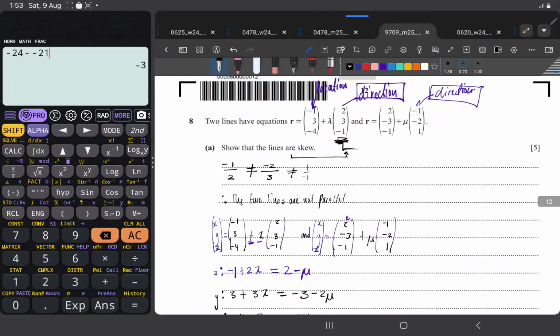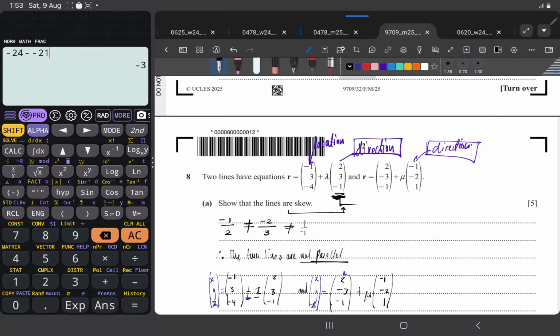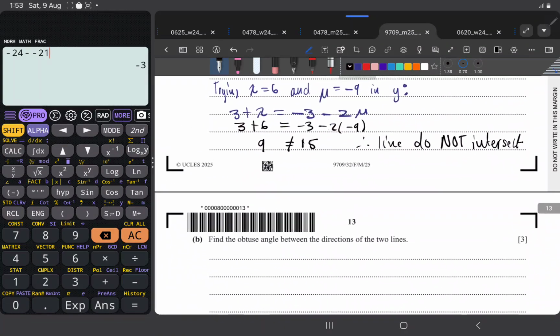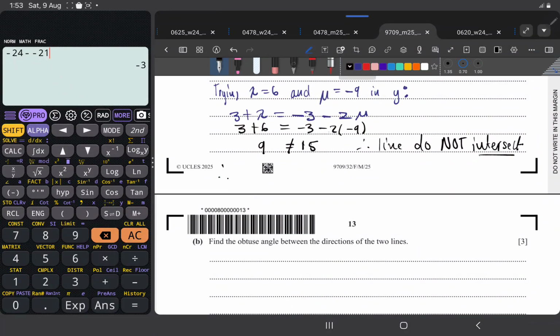So they are not parallel. The two lines are not parallel. The two lines do not intersect. So you can say, therefore, the two lines are skew. Okay, the two lines are skew.